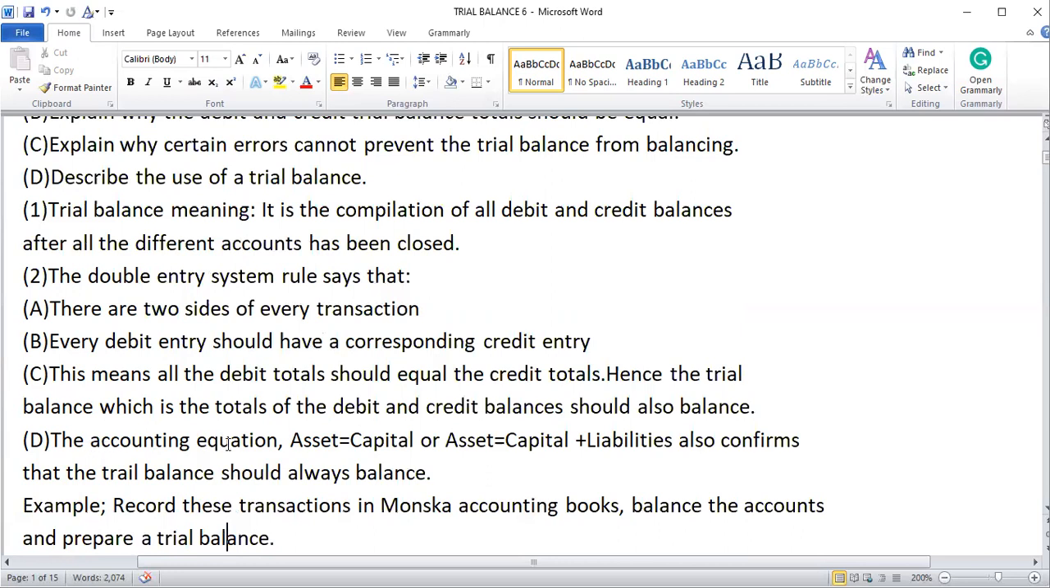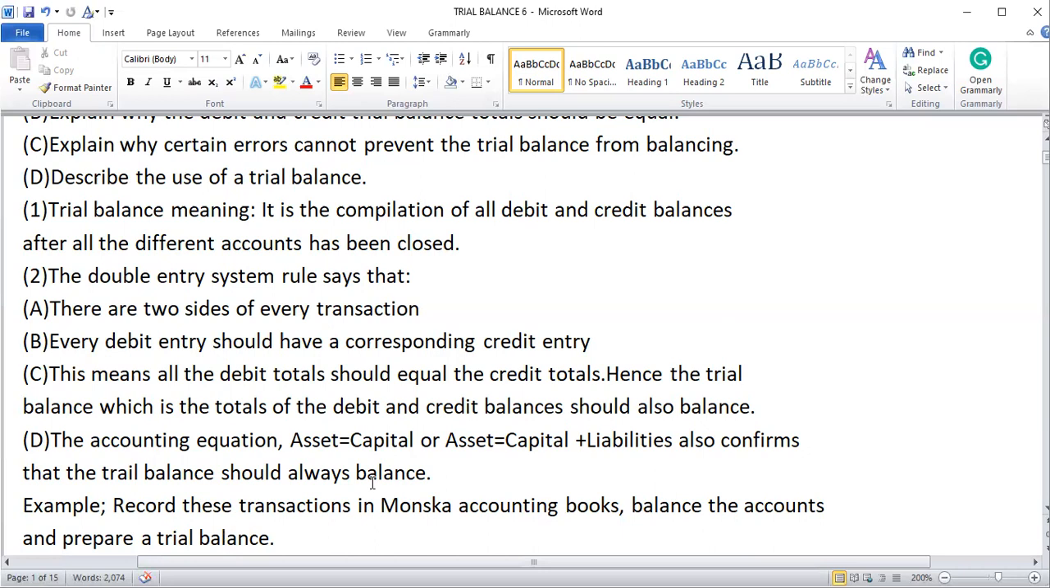The accounting equation, that asset is equal to capital plus liability, also confirms that the trial balance should always balance. Yes, that's the accounting equation. I've made another video on the accounting equation, so you can also go and watch that particular video.